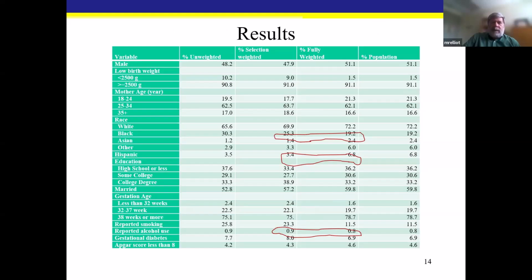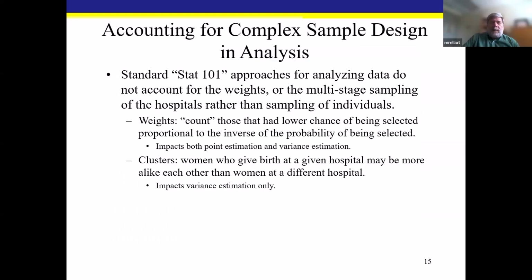Okay. So we want to account for the sample design here. The standard Stat 101 approaches for analyzing data typically do not account for weights or the multi-stage sampling of the hospitals and then the sampling of the individuals. So the weights, again, even though there are not huge differences, I do think there is some value in trying to incorporate these if possible, because we're essentially counting those that had lower chances of being selected or included in the end, whether it was due to changes in where the hospital births were or due to some non-response.